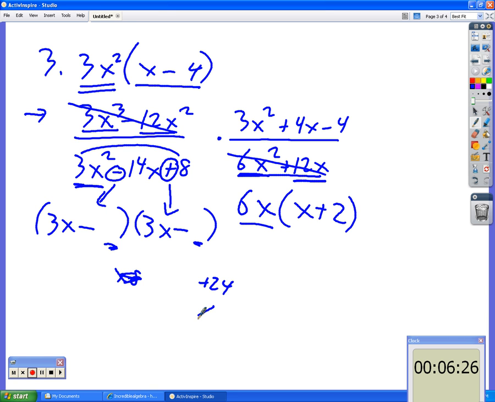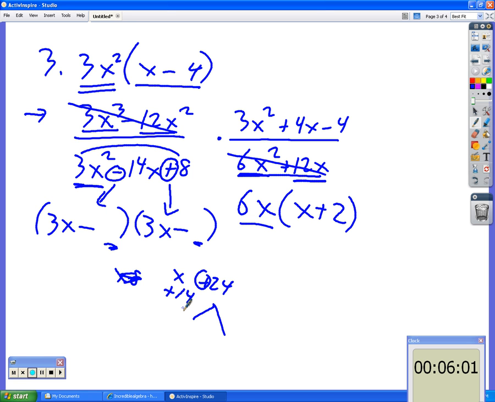And now I need 2 numbers that give me 24. And when I add them, I get the 14 in the middle. When I multiply, I get 24. When I add them, it's a positive there. So when I add them, I have to get 14. What gives me 24? When I add, I get 14. 3 and 8 gives me 24. When I add, I get 11.